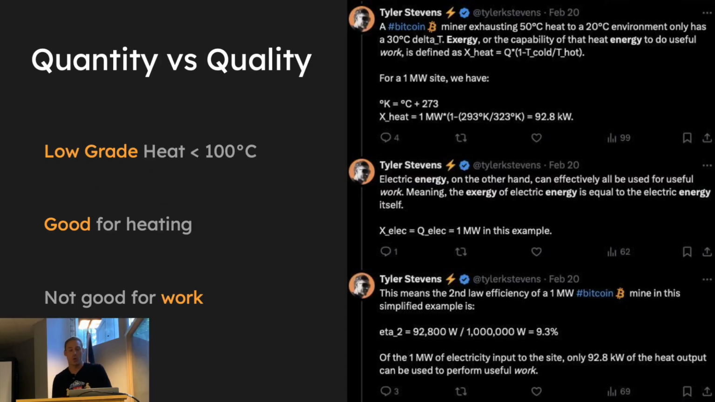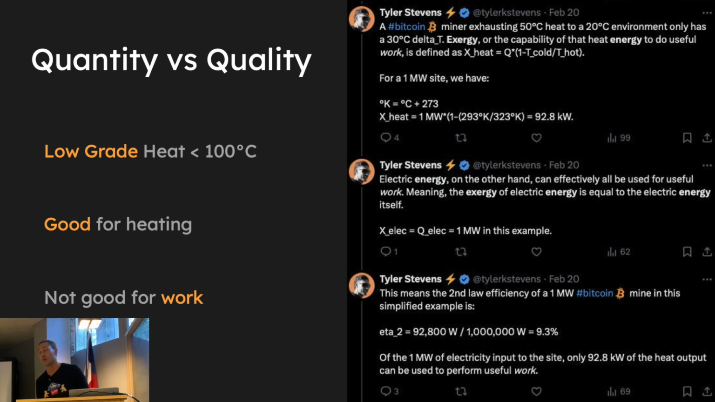Here I just wanted to touch on quantity versus quality. So this touches on the second law of thermodynamics, and it has to do with how useful energy is. So if we have 1 megawatt of heat from a Bitcoin mining machine or a site, you get 1 megawatt of electric power converted to 1 megawatt of heat. That quantity is conserved, but the quality is not.